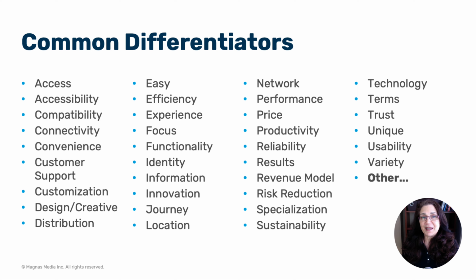Now, here's a common list of some differentiators that are used by many industries. This is only a starting point just to get your creative juices going. So you can see some of the words that could be used, maybe like compatibility, convenience, customization. Is it about innovation? Is it about functionality, productivity, reliability? These are words that can help you describe your solutions. So pick the ones that are, of course, more relevant, true, and provable for your business.